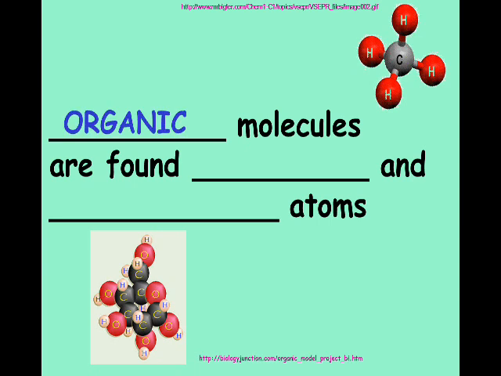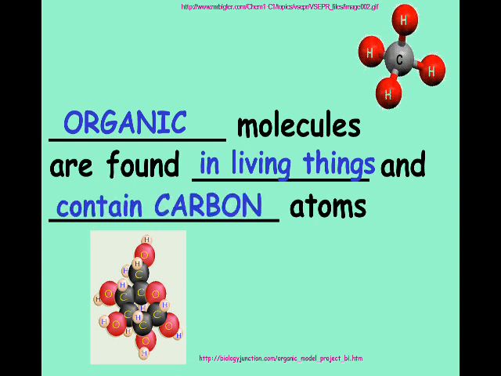This is a vocab word, organic. Organic molecules are molecules that are found in living things, and they contain carbon atoms. So for example, this is a sugar molecule, contains carbon along with oxygen and hydrogen. What other vocab word did we learn about that sounds like the beginning of this? That's right, organism. Organisms are living things, and organic molecules comes from that same root word. Organic molecules are molecules that are found in living things.